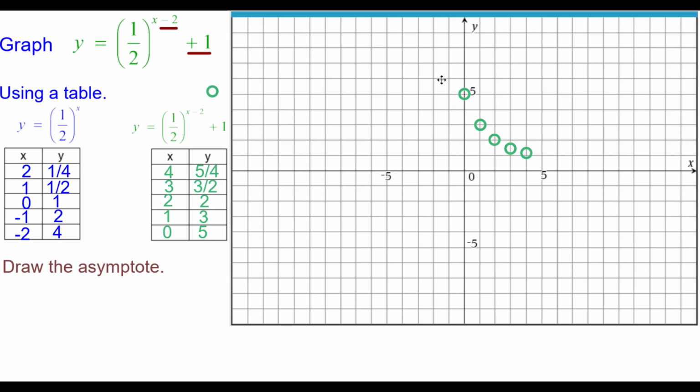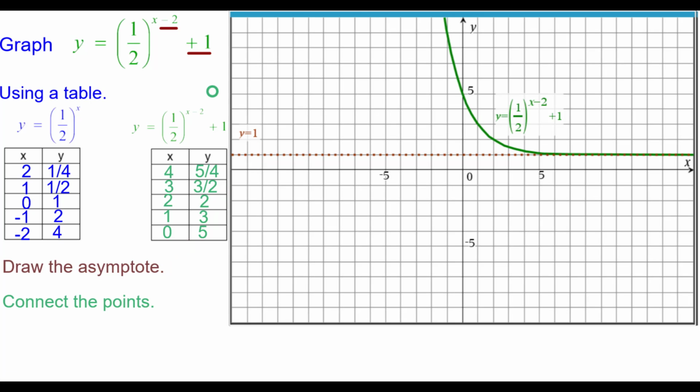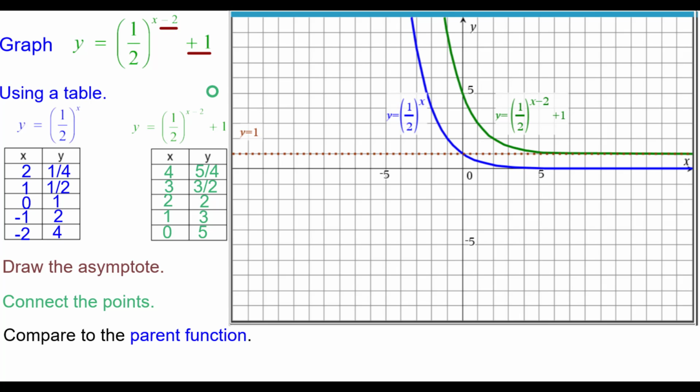We can now go ahead and draw the asymptote, and it looks like this is leveling off at the line y equals 1. So we'll go ahead and draw that line in at y equals 1. And connect the points to make it look like an easy chair. Compare that to the parent function.